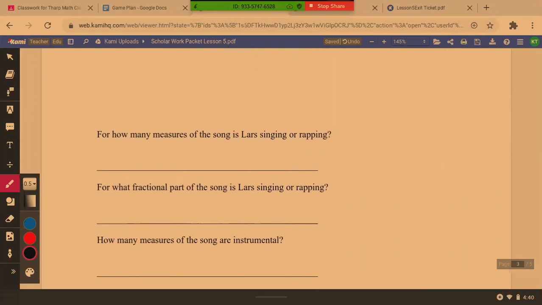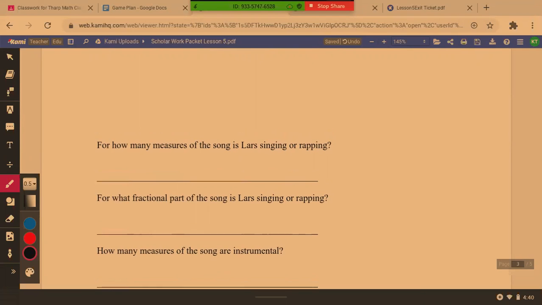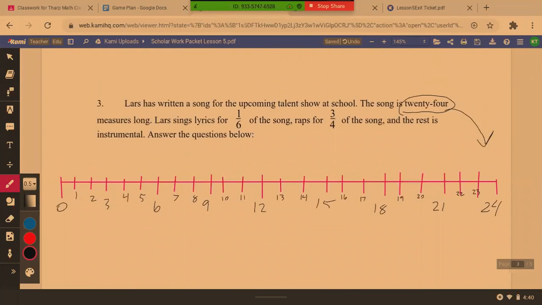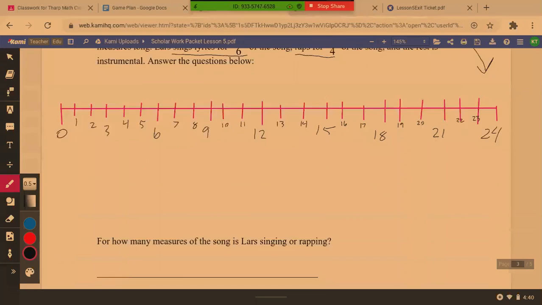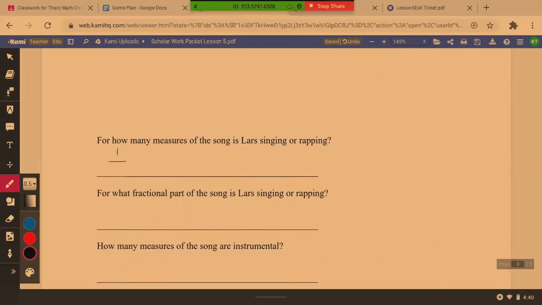For how many measures of the song is Lars singing or rapping? Okay, so Lars sings lyrics for 1/6 and then raps for 3/4. So we're going to do 1/6 plus 3/4. What is our common denominator for 6 and 4?